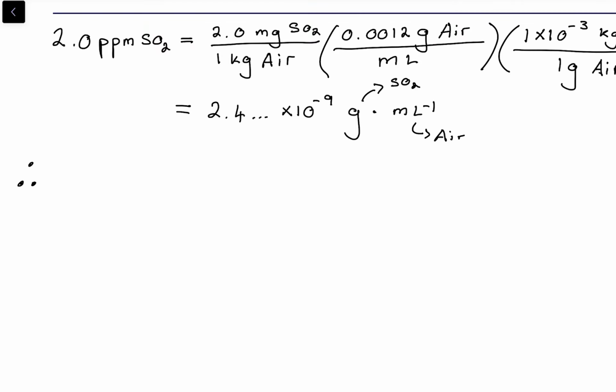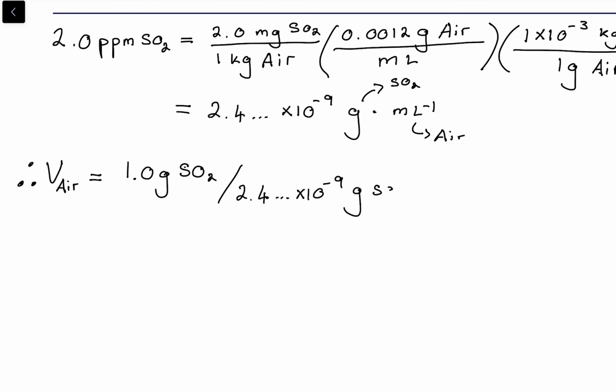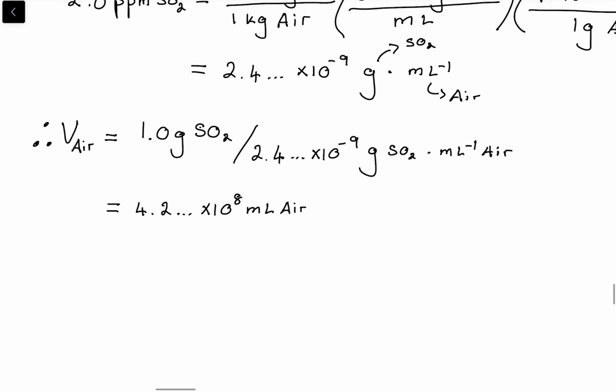So the volume of air is going to be equal to 1.0 gram of SO2 divided by the 2.4 times 10 to the negative 9. And let's write out the unit specifically: gram SO2 per milliliter air. That gives you a value of 4.2, etc., times 10 to the power 8 milliliter air. But that's not the answer. We want it in cubic meter.